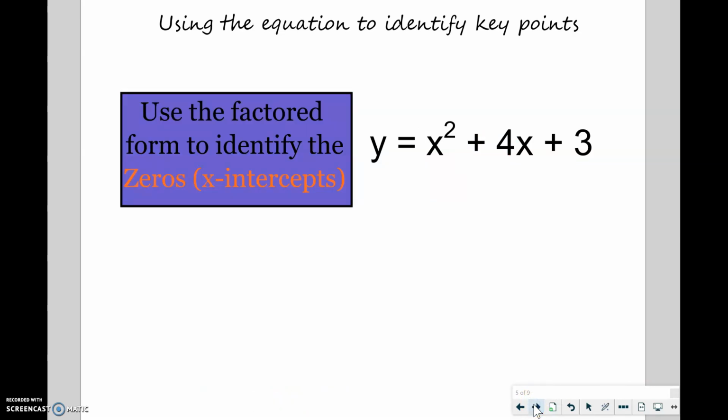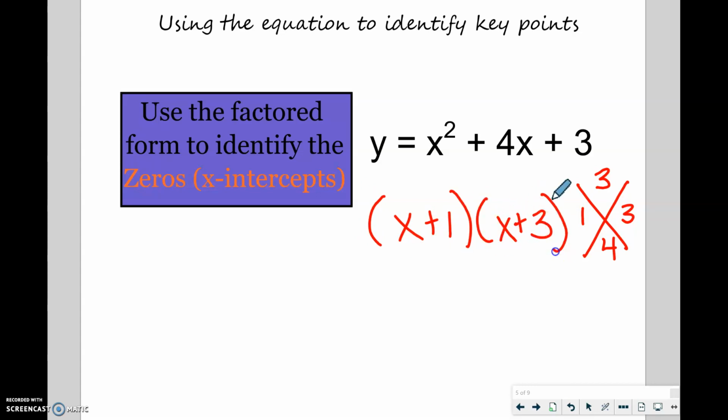Next point, or these will actually be a couple points. This time we are going to need the factored form. I'll explain why that's going to help us, but let's factor this first. If I'm thinking it has to multiply to be 3 and add to be 4, I know there's not a lot of factors to get 3, and in fact it's just 1 and 3. So if I factor this, it's going to be x plus 1 and x plus 3. Just like this was equal to y, I'm going to write it like this. So y is equal to, it's just a factored form of writing it, x plus 1 times the x plus 3.